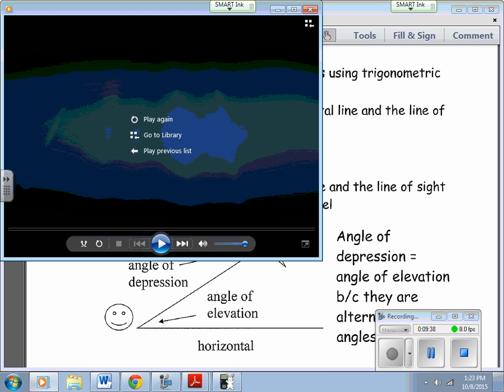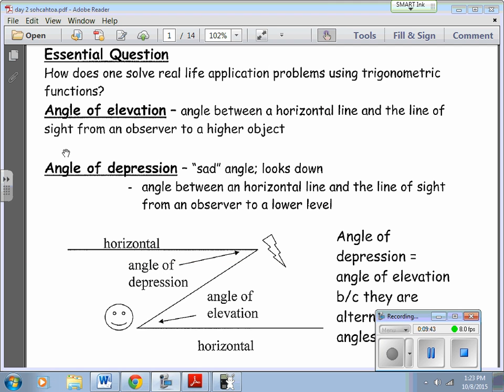So a little bit about Pythagoras, and a couple of key words here, because we are going to use the Pythagorean theorem still. An angle of elevation is an angle between a horizontal line and the line of sight from an observer to a higher object. So this angle right here, made up by these two sides, would be considered an angle of elevation.